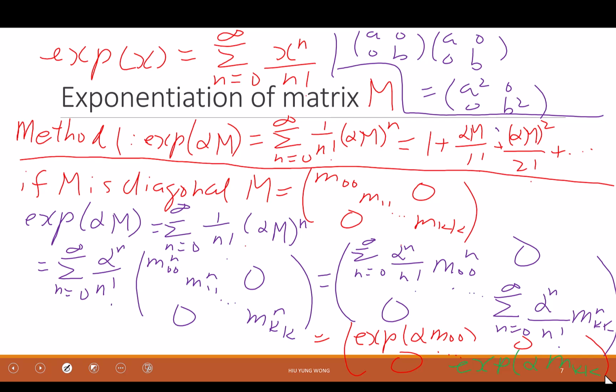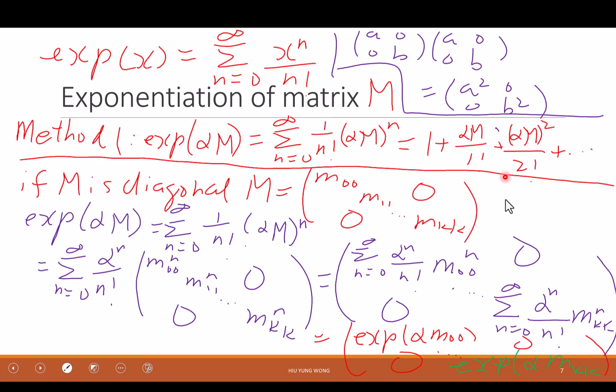Which swap gate? Which part? Can you point to me? Which part? Yes, diagonal. Okay.